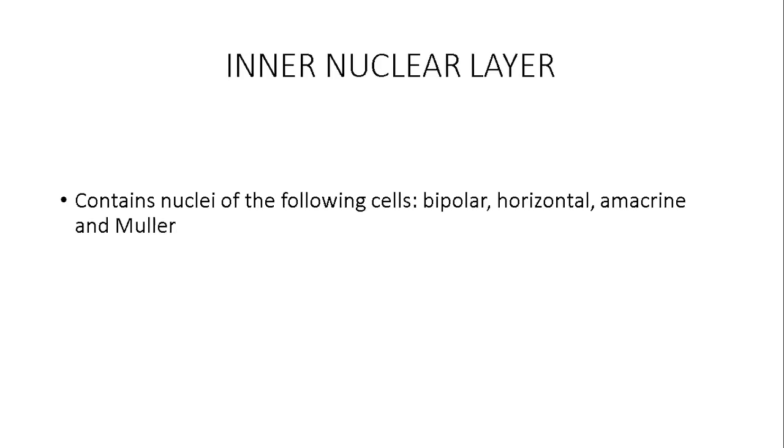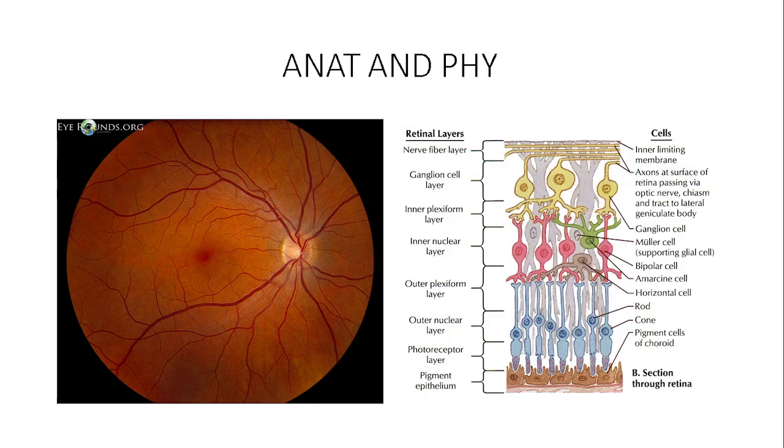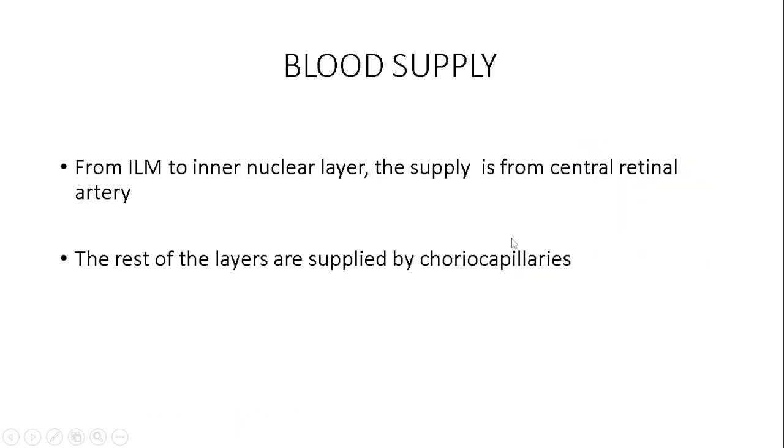Let's go back to the inner nuclear layer. It contains the nuclei of what? Bipolar cells, horizontal cells. So this is the bipolar cell here, horizontal cell here, amacrine cell here, and of course Müller cells. That is the inner nuclear layer. It is called inner nuclear because the inner side contains the nuclei of all these important cells within the neurosensory retina.